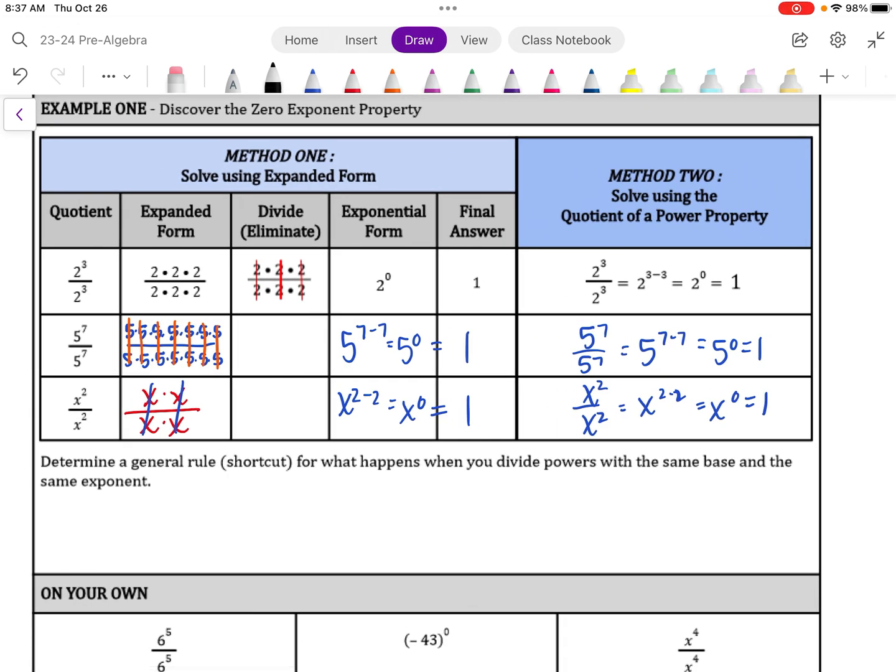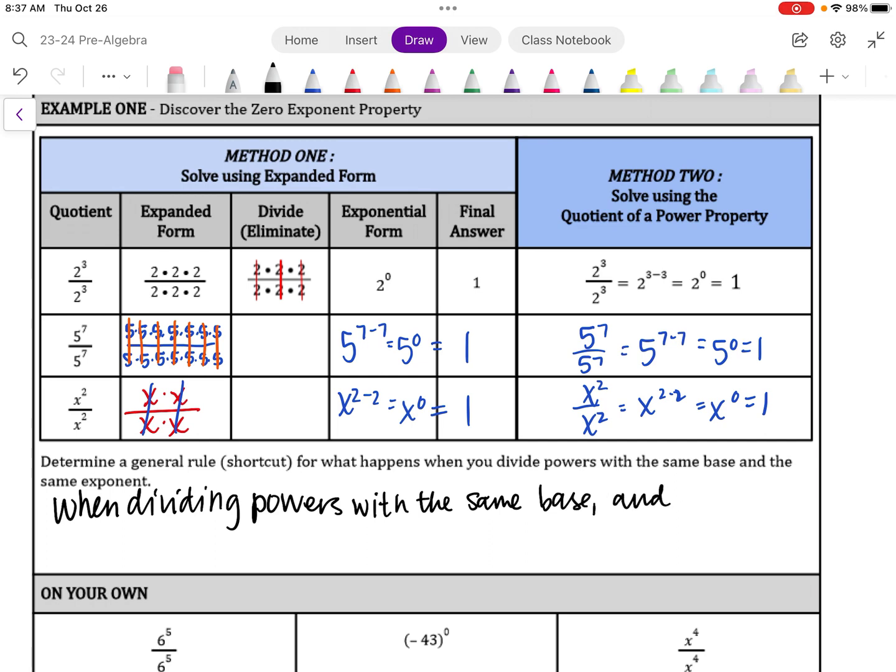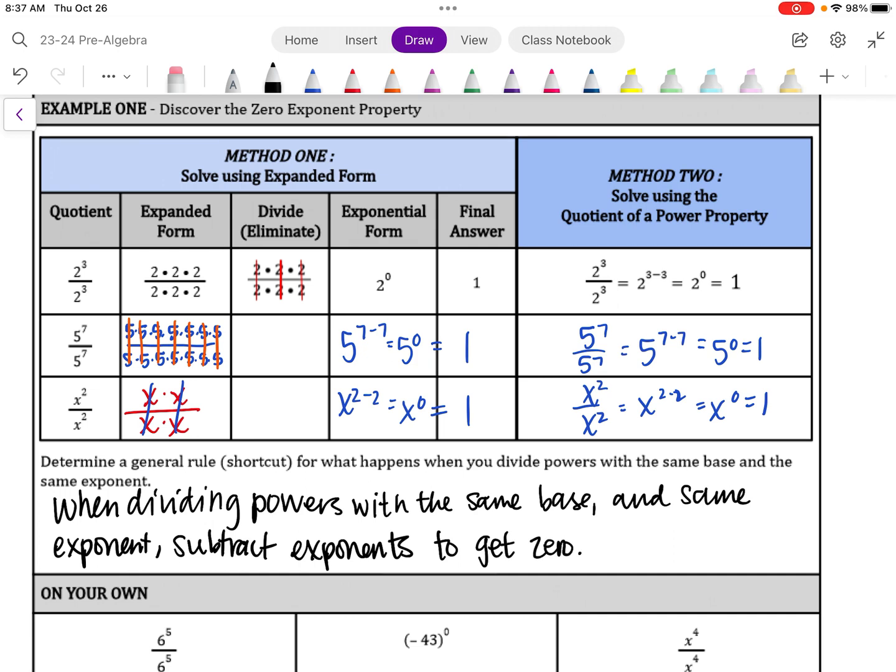So the rule when dividing powers with the same base and same exponent, subtract exponents to get 0. Something raised to the 0 is 1.